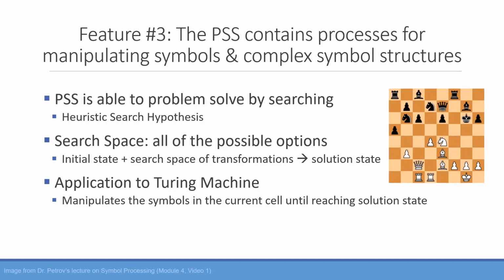This can easily be seen in a Turing machine, as its main function is to manipulate the current cell by adding a symbol, deleting a symbol, or moving a symbol to another cell until it reaches its solution state. Another example can be seen in chess, where the formation of pieces represents the symbol structure that is manipulated by the player until somebody wins or reaches a solution state.